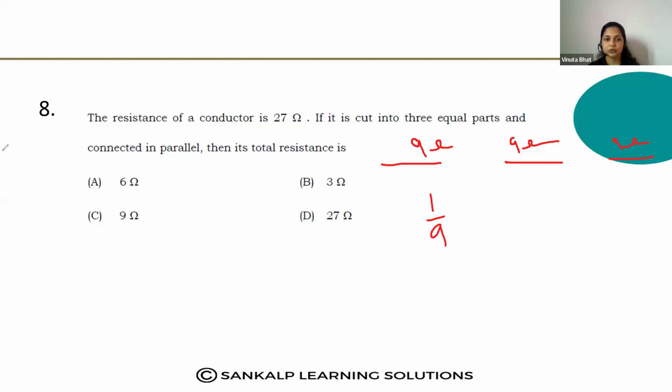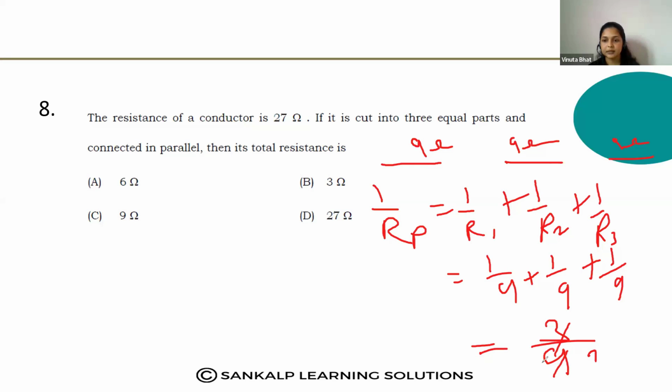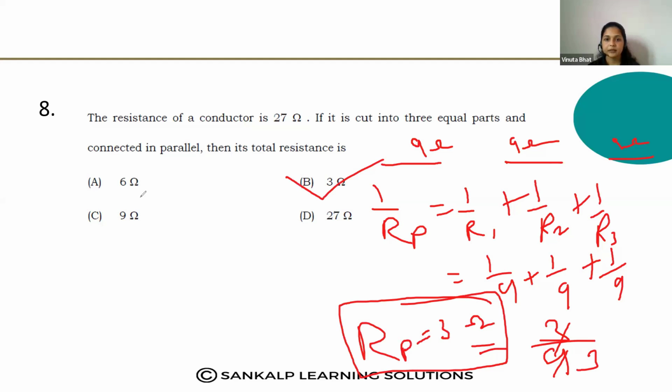So first we should use the formula, that is 1 by Rp is equal to 1 by R1 plus 1 by R2 plus 1 by R3. R1 means 1 by 9, R2 is also 1 by 9, R3 is also 1 by 9, that is equal to 3 by 9. So Rp, total resistance, is equal to 3 ohm. That is option B is the correct answer, that is 3 ohm.